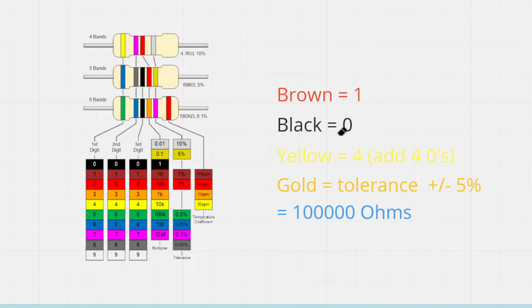If I work through that 1, 0 multiplier of 10,000, that would be 10 times 10,000, or I can use 4 zeros for the yellow that does the same thing. Either way, that comes out to 100,000 ohms. So that tells me that this resistor is 100,000 ohms, plus or minus 5%.